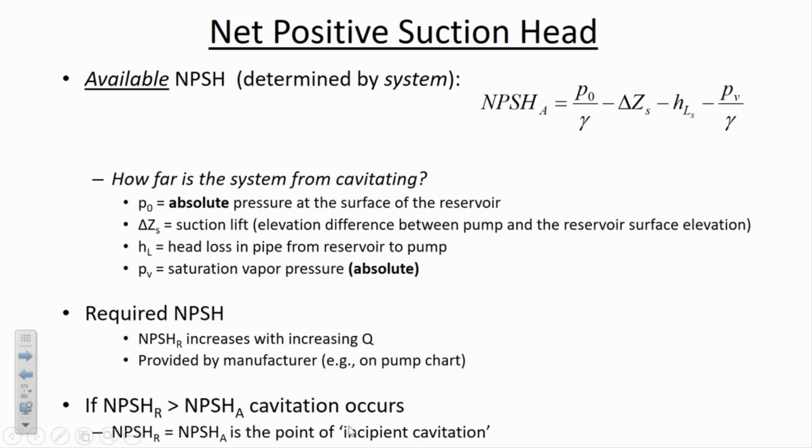And so if the question is asking what's the maximum elevation difference that could be tolerated before cavitation occurs, then what you would do is set this net positive suction head available equal to the requirement, and then solve for the unknown delta Z.